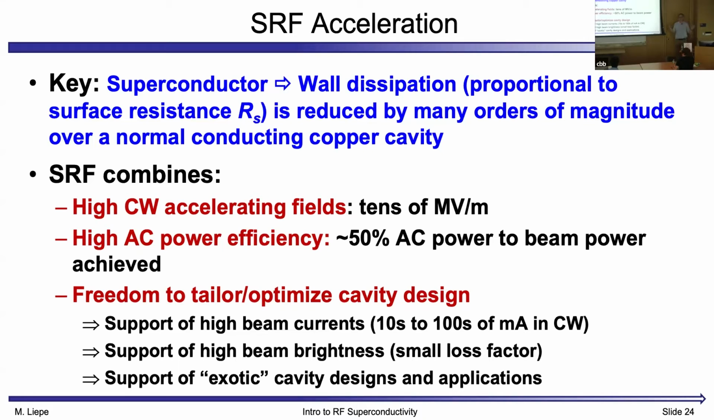So for normal conducting cavities, you try to minimize the wall losses by optimizing the shape. And that's important. For the SRF cavity, the wall loss is less important. You can sacrifice some of that by designing cavities which, for example, are optimized to support high beam currents.